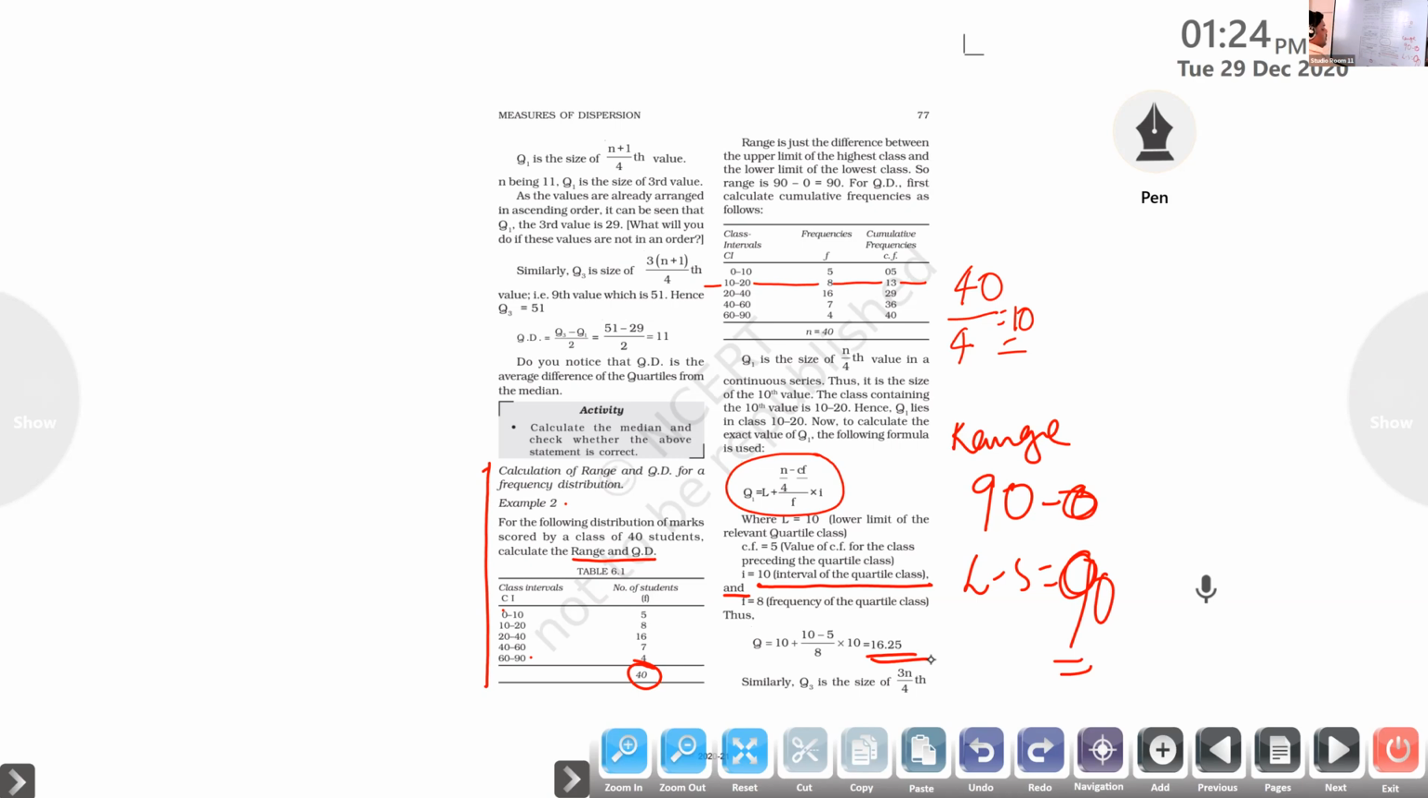So we got here 16.25. It is the Q1. That is the Q1 here. Okay. Clear? You got the idea? Repeating one more time, just observe clearly.